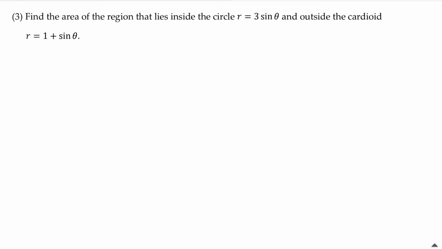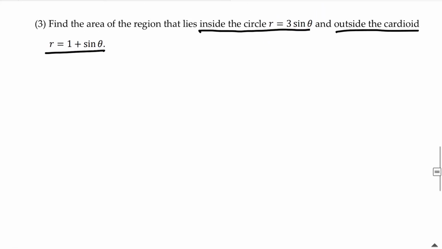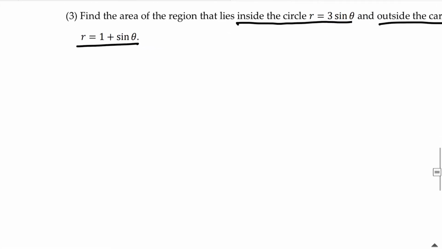So again, we've got different things going on here. We want to be inside a circle, but outside a cardioid. So graphing here is essential to visualize how we're going to get those areas. So let's go ahead and graph both. So let me make some space here.